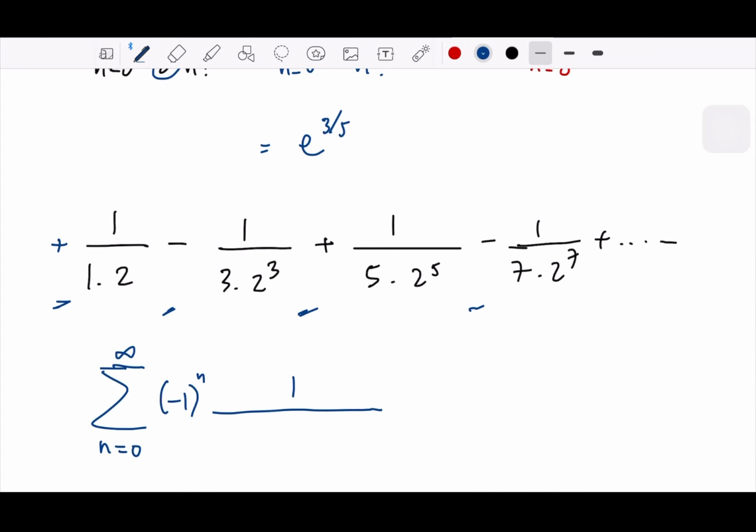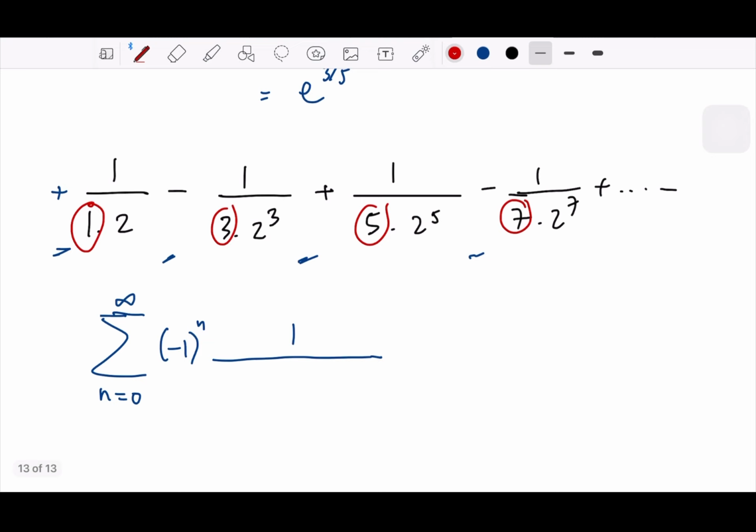And then the other is 1, 3, 5, 7, which is the odd numbers. So it should be 2n plus 1, right? For odd numbers starting from n equals 0. And then the other part is 2 with power of 3, 2 with power of 5, 2 with power of 7. So this has 2 with the power of 1. So we have 2 with power of the odd number, 2n plus 1.